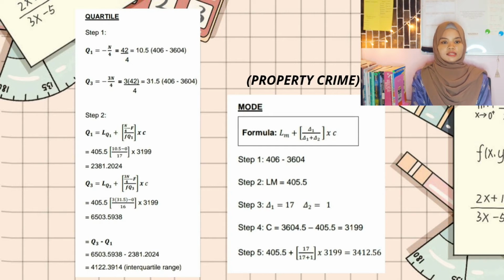Step 2 is the Q1 answer, 2381.2024, and Q3 is 6503.5938. So the last step is Q3 minus Q1, and the answer is 4122, and that answer is the interquartile range.